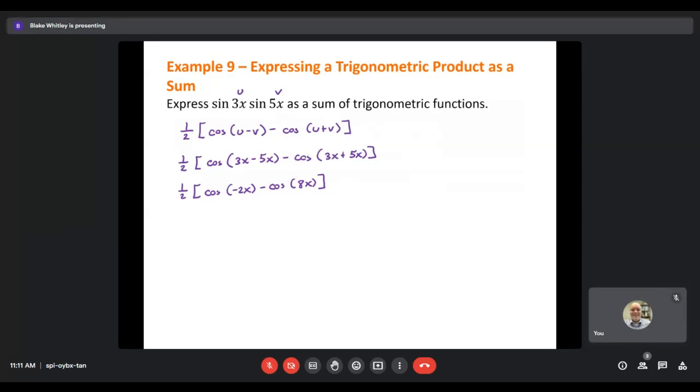Now, the only thing I might do at this point is because we have a negative inside one of these, I could use my even odd properties to get rid of that negative inside the cosine. If you recall, because cosine is an even function, the cosine of negative 2x is equivalent to cosine of 2x. So I can actually just write this as cosine 2x minus cosine 8x now. And that's all there is to that one. So again, just identify which formula you are using, figure out what your u and v values are, and then just make sure you're carefully substituting those in. And again, if you ever get negatives inside one of your trig functions, use your even odd properties to help simplify that.